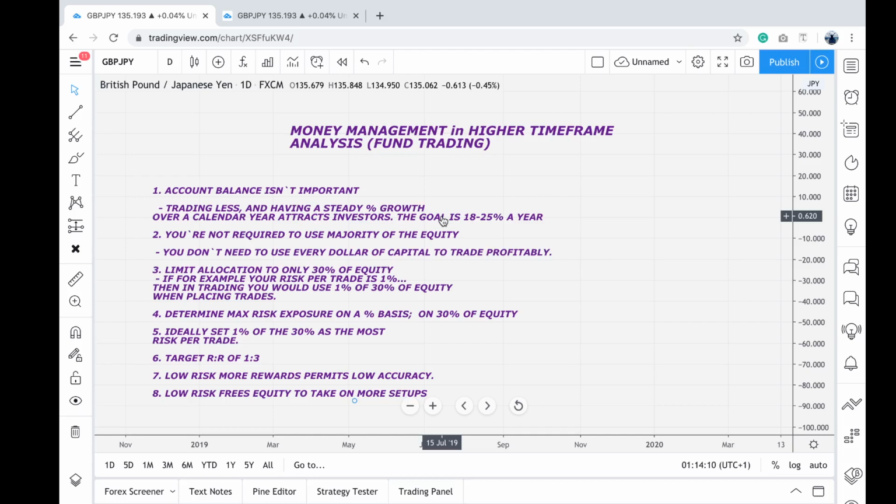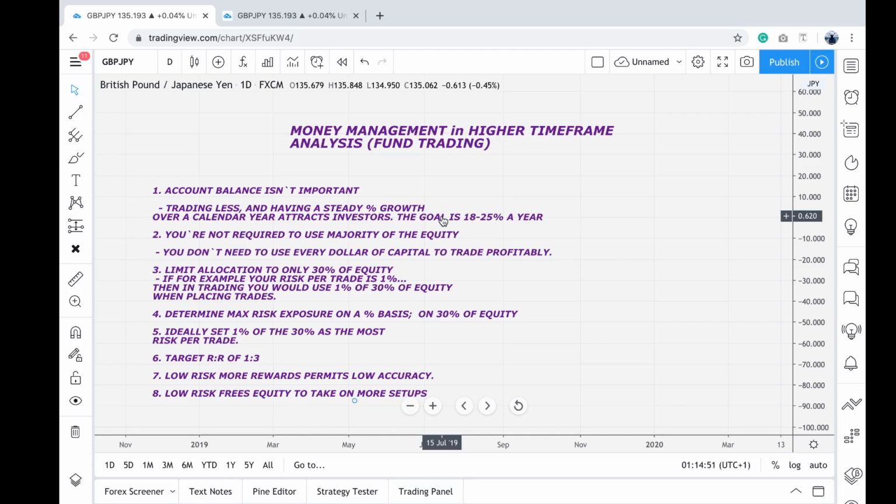Okay, then number 6, your target risk to reward should be 1 to 3. You don't want to look for a 1 to 1 setup, because we're swing trading or position trading. You don't want to look for a 1 to 2 setup. You're looking for a risk to reward of 1 to 3. So for every 1% risk you're taking, you're getting a potential 3%. For every 2% risk you're taking, you're getting a potential 6% because you're using a 1 to 3 risk to reward. You want to use a minimum of 1 to 3. Risk is 1 to a ratio of 3 reward.